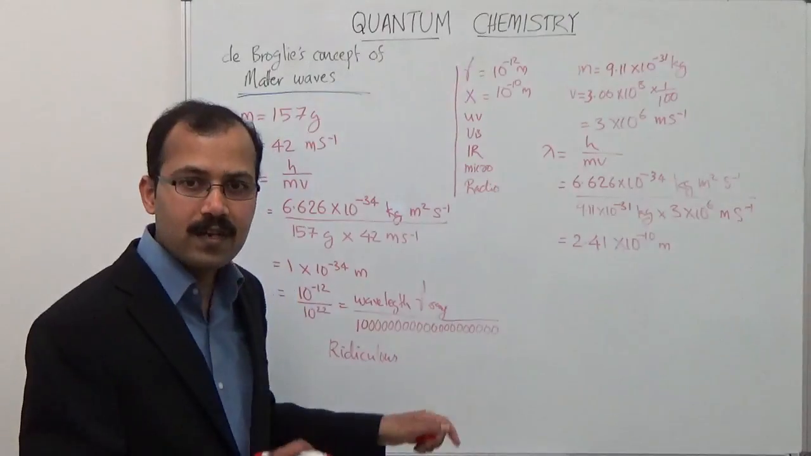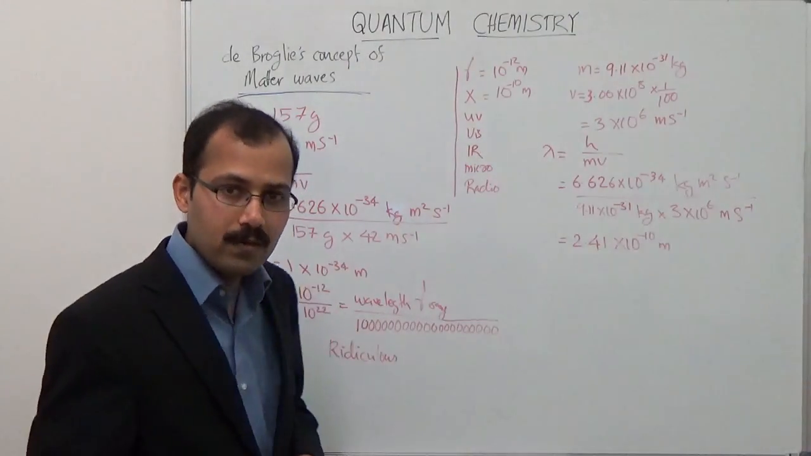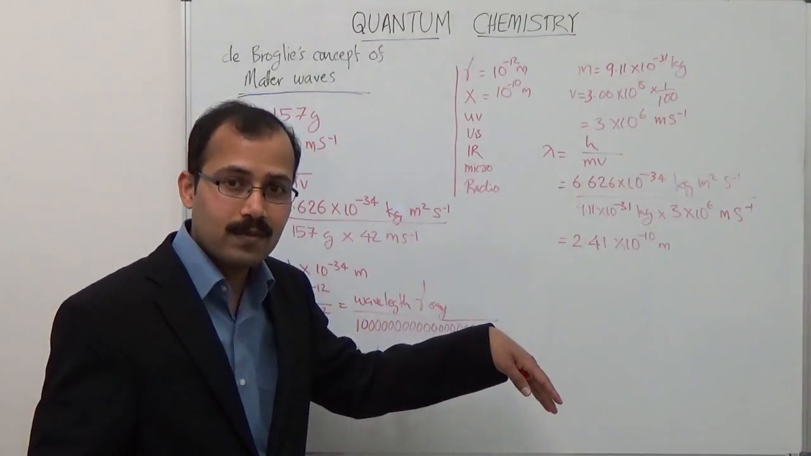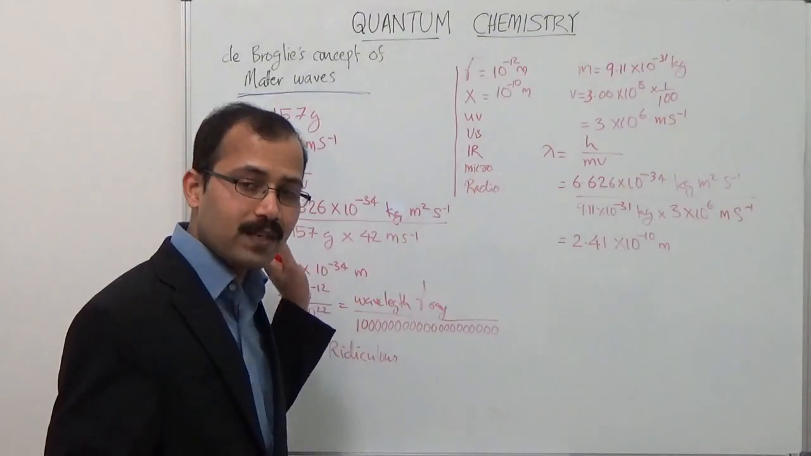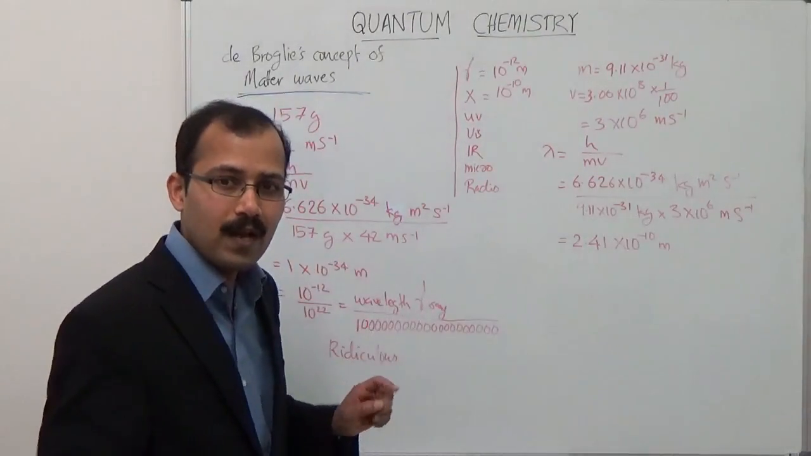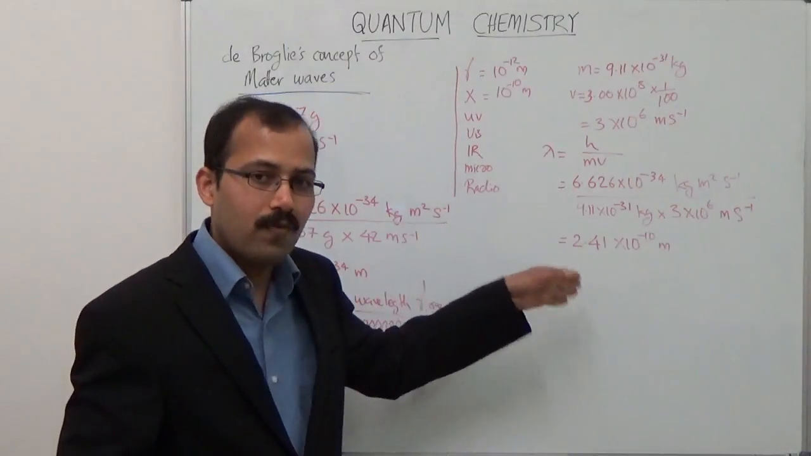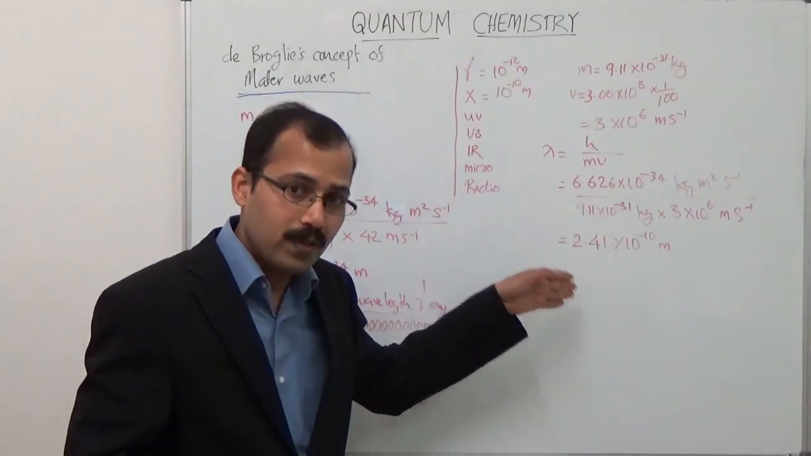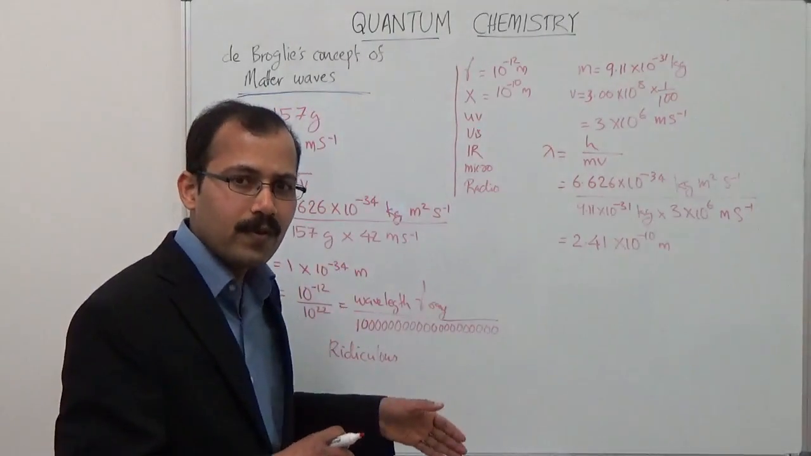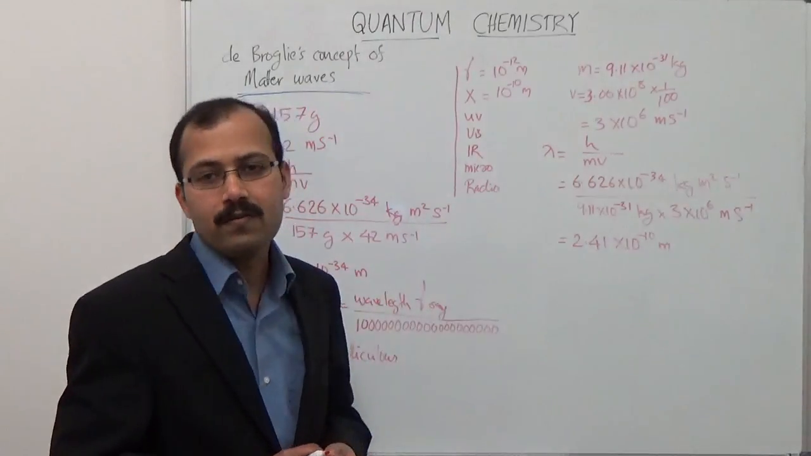So what do we understand from this? A cricket ball is in the macroscopic world, but the electron is in the microscopic world. So in the case of an object in the macroscopic world, the wavelength is not prominent and the particle nature is the prominent one. But in the case of an electron, the wave nature is prominent. So de Broglie's concept of matter wave has great significance in the microscopic world.